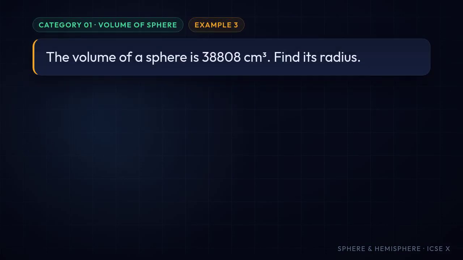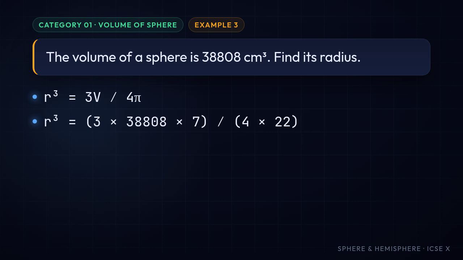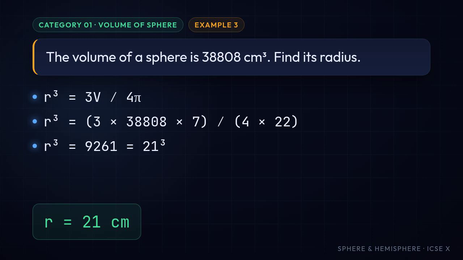Example 3. The volume of a sphere is 38,808 cubic centimeters. Find its radius. From V equals 4 by 3 pi r cubed, r cubed equals 3V by 4 pi. Substituting, r cubed equals 9,261, and the cube root of that is 21, so the radius is 21 centimeters.